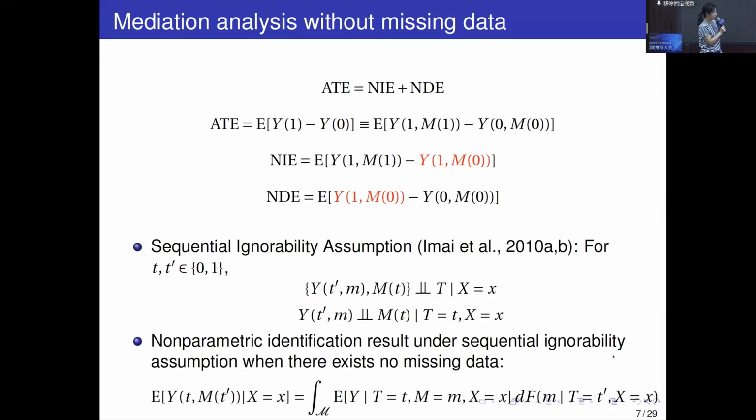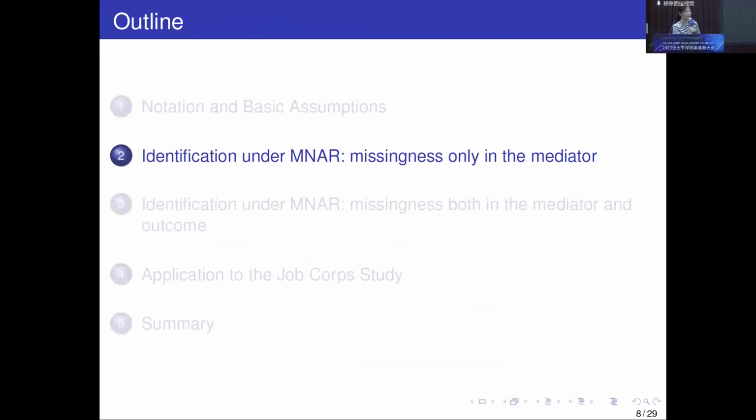Based on this result, when we have missing data, we can immediately realize that the key would be to be able to identify the following two conditional distributions. One is the distribution of M given T and X. The other one is the conditional distribution of Y given T, M, and X. Okay, now let's move to the simplest scenario where we have missing data only in the mediator and the missingness is missing not at random.